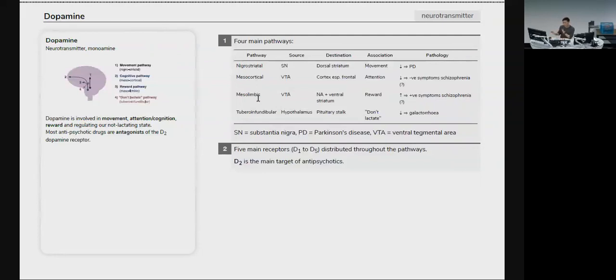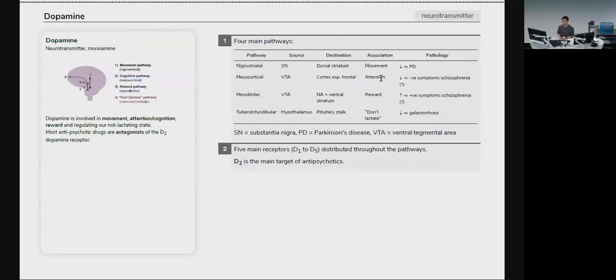So you can divide the pathways into a movement pathway, which is the nigrostriatal pathway, which goes from the substantia nigra to the striatum. You've got an attention pathway, which goes from the ventral tegmental area in the midbrain, or the mesencephalon, to the cortex, where it's involved in things like cognition and behavior.